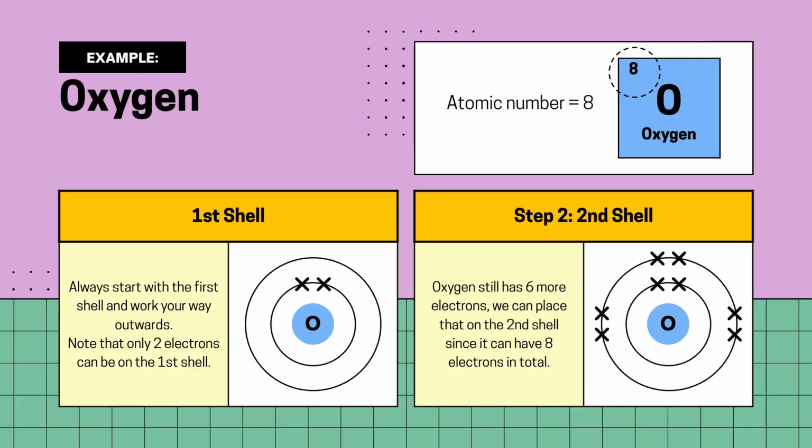Now, for example, the oxygen atom. Oxygen has an atomic number of 8. Atomic number means number of protons. Now, in a neutral atom, I told you that the number of protons is equal to the number of electrons. So, the number of protons is 8. So, the number of electrons will also be 8 in a neutral atom.